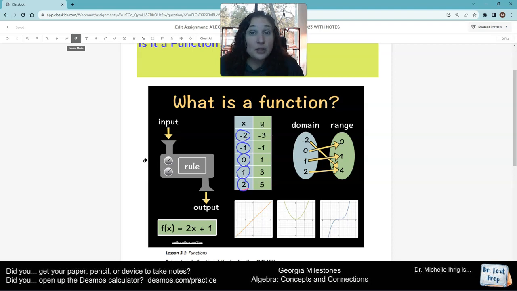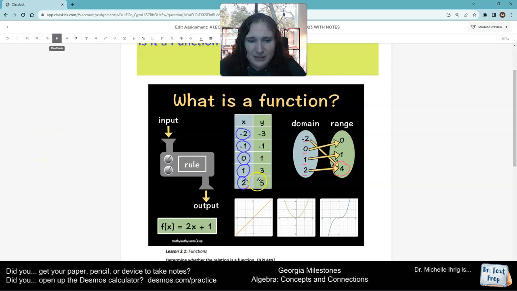If you're talking about the maps, if each one of these domain inputs only has one arrow, function. If this -2 also went to 0, not a function. Again, super simple. We need every x to be by itself. It can be duplicated, as long as the same thing gets duplicated. See here how the 4 has two x's going to it? Totally fine. We don't care about the range when it comes to, is it a function? We only care about the domains.